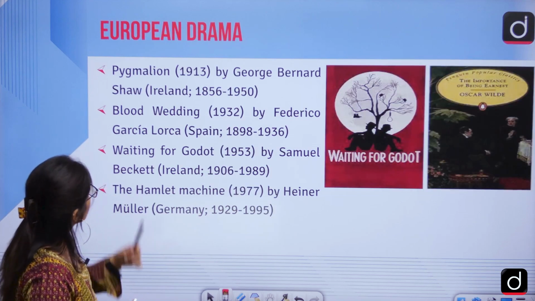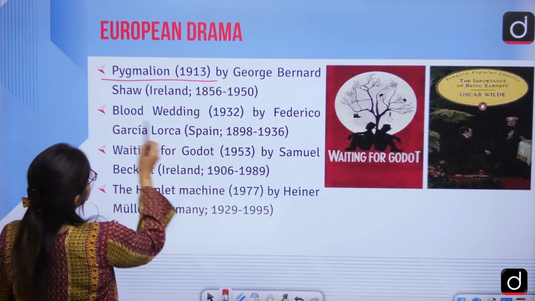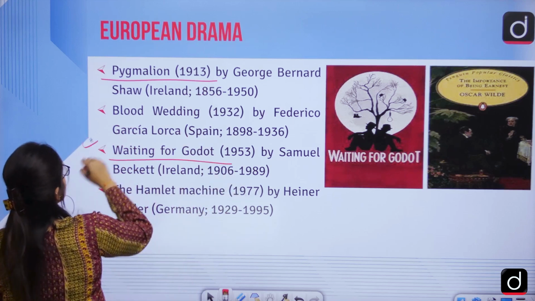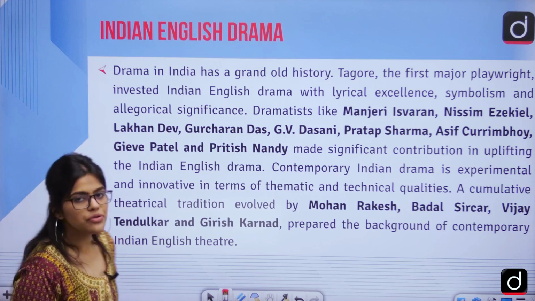There are texts like, as I told you, Pygmalion by G.B. Shaw. There are plays like Waiting for Godot, something you cannot leave. Right? So these are the few plays that I wanted to talk about.